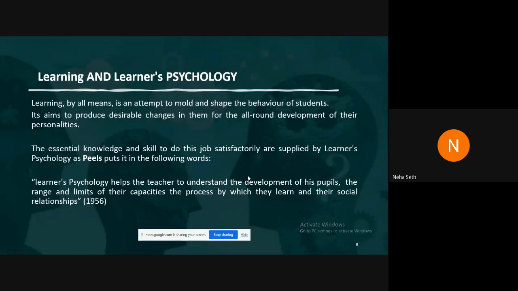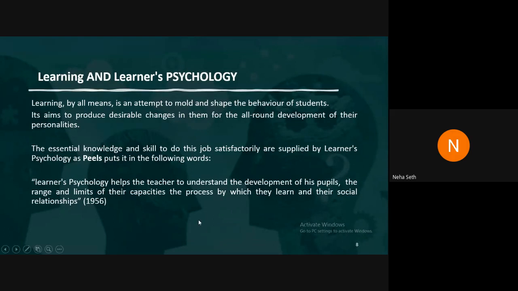So when we are talking about learning, it is not only teaching the subject to the student, but an attempt where we can mold and shape their behavior to make a good citizen, a good human being. It aims to produce desirable changes for the all-round development of their personalities, so that their overall personality will change by the time they finish their degree. It is essential knowledge and skill to do their job satisfactorily.